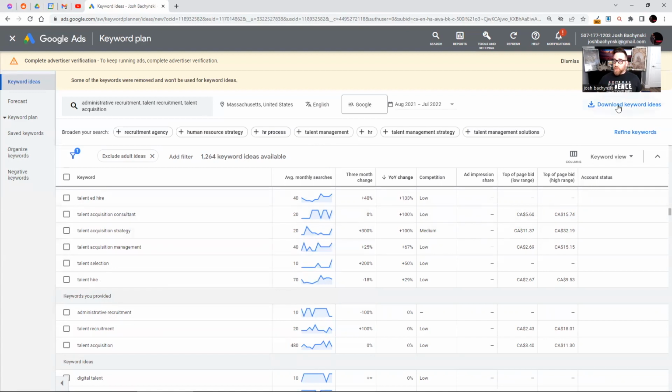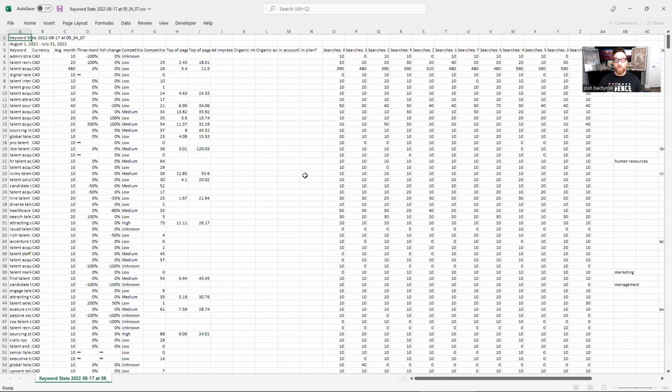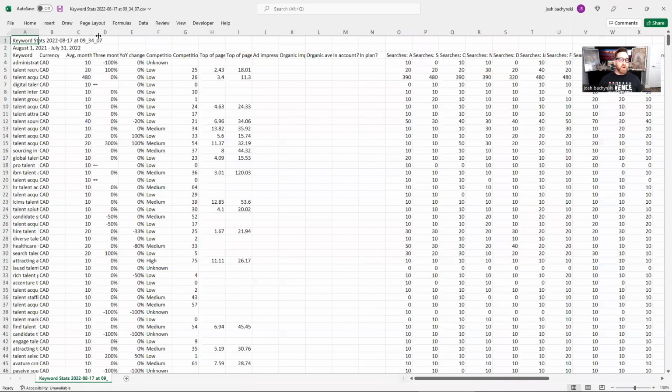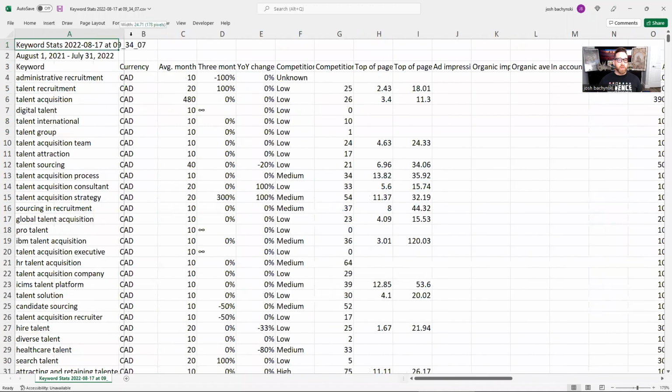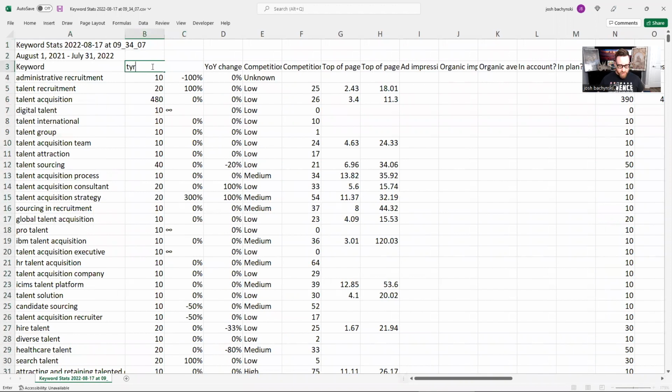So what we do is we go to download keyword ideas and we'll bring it into a CSV. All right, great. Now that we have this here, you could bring it into OpenOffice as well if you don't want to pay for Excel. That's fine. It doesn't have to be Excel. So here's the traffic. Here is the 3-month. Here is the how hot it is.